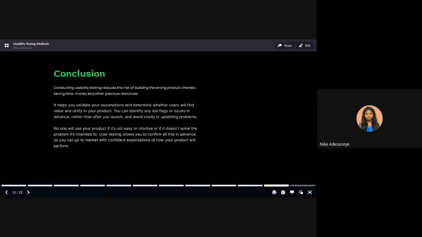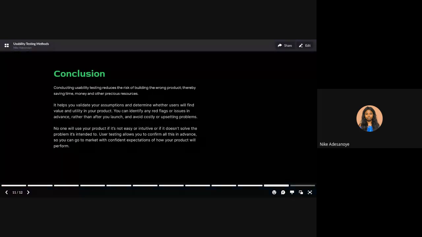So at that point again, you have minimal loss when you're doing usability testing and all these things, and it will even cost you less, right? Because you've done your research, you've done your usability testing, and also no one will use your product if it is not easy, or it does not solve the problem it is supposed to solve. User testing allows you to confirm all this in advance, so you can market with confidence. Exactly. So you can market with confidence in your expectations of how your product will perform.